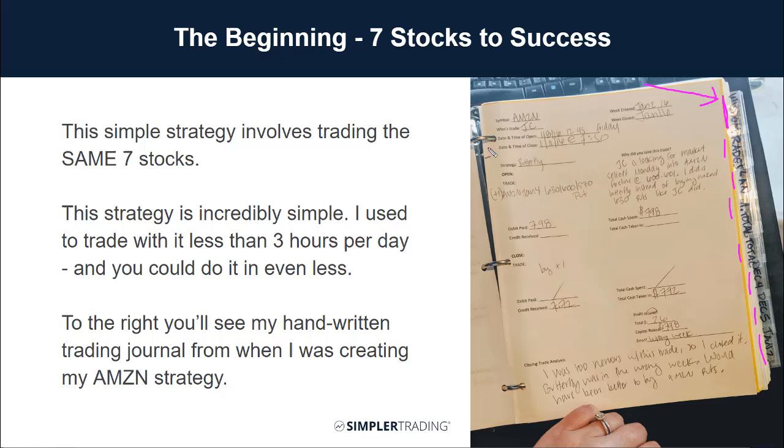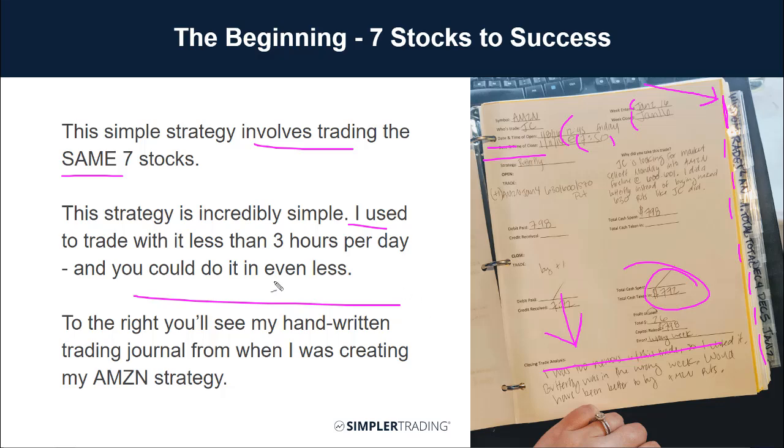I wrote down when I would open something, when I would close it. I even wrote down the times, the week entered, the week closed. I always wrote down how much money I made on each one, and the closing trade analysis was really important. In this example I write, I was too nervous with this trade, so I closed it. Very sad. So that also helps you go back in time and figure out what you're doing. But the moral of the story is that this simple strategy involves trading the same 7 stocks. I used it with less than 3 hours per day. Honestly, you can do it with even less.